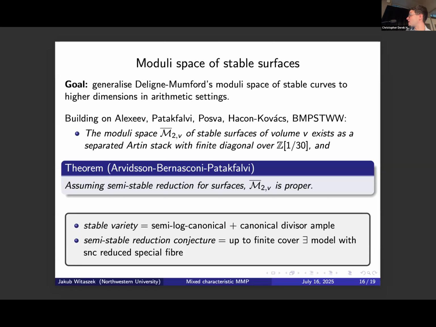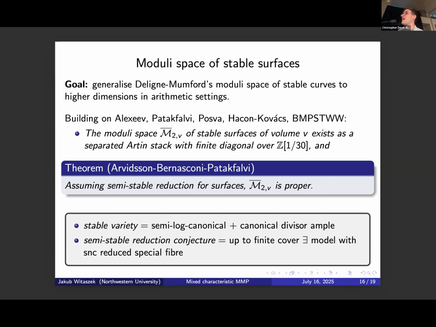Now, the semi-stable reduction conjecture says the following. If you start with a model over some DVR or a curve, some degeneration, then up to a base change under a finite cover of the base, and taking some blowups, you may assume that your model has simple normal crossing and reduced special fiber. This is known in characteristic 0, where it is a very important tool, but is vastly open in arithmetic settings beyond dimension 1.